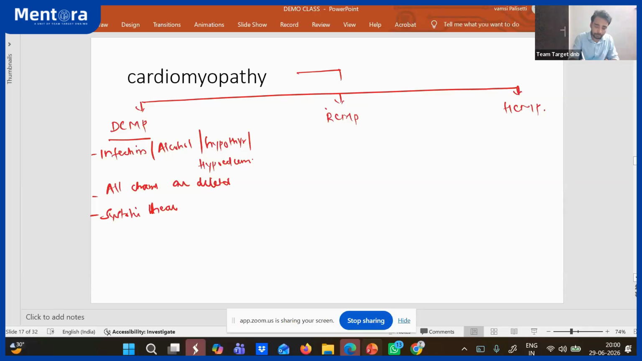So how will you know systolic heart failure? Systolic heart failure is reduced ejection fraction.